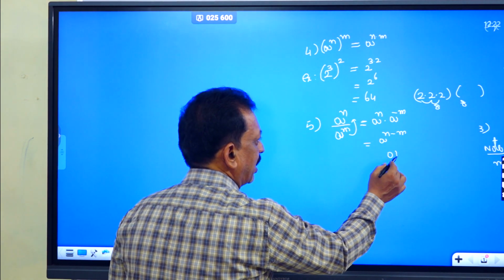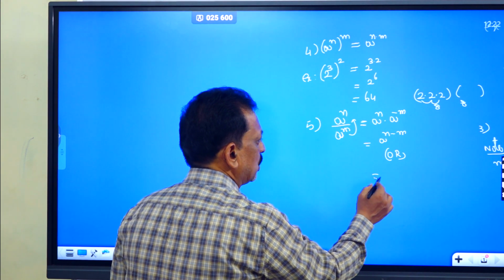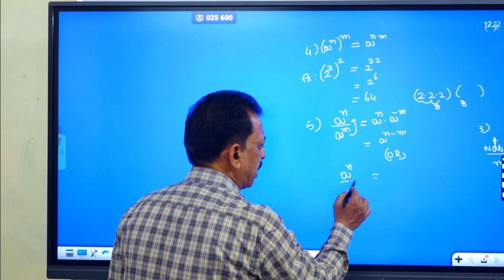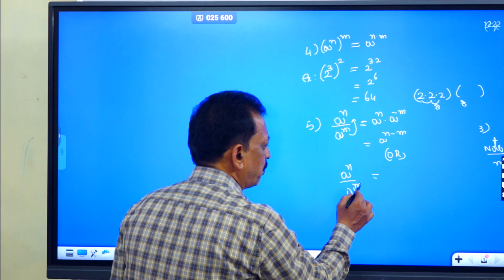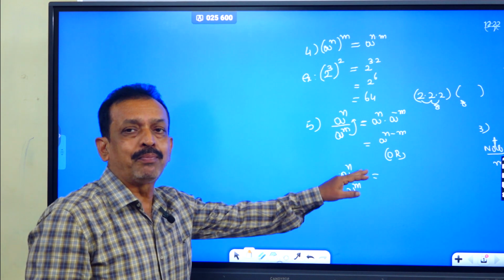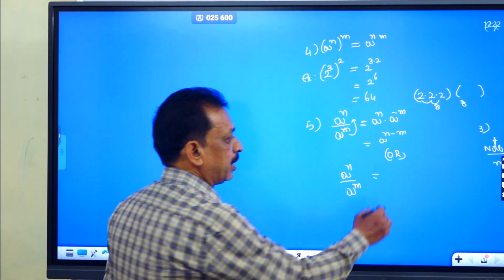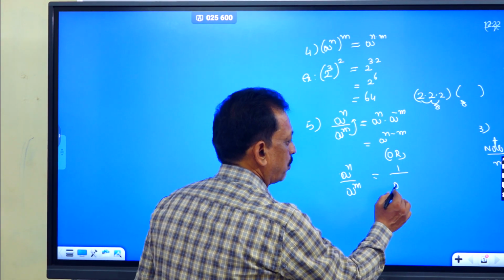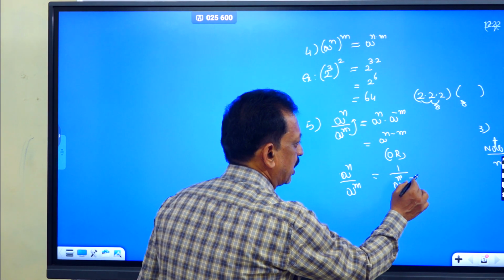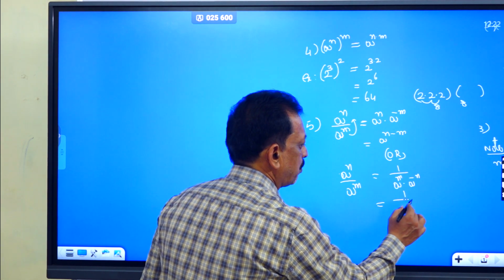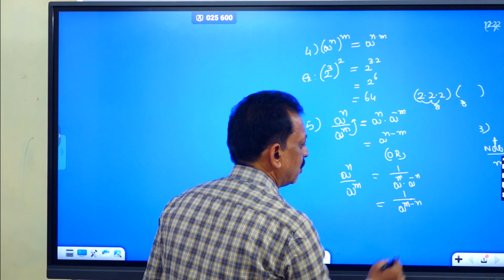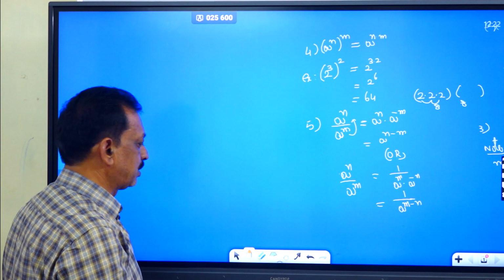Another way we can write it: I am going to take the numerator to the denominator. Then what will happen? The power must become minus. That is 1 by a to the power of m into a to the power of minus n, that is equal to 1 by a to the power of m minus n. Okay, like this. I'll give a small example.